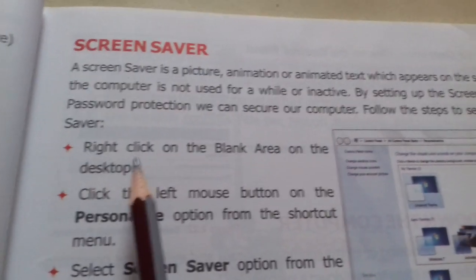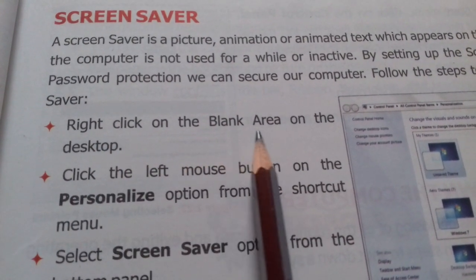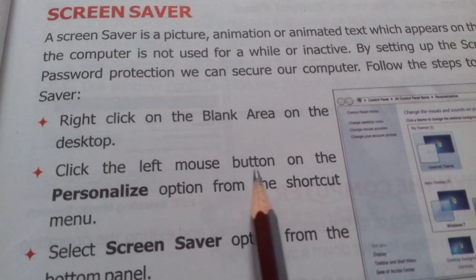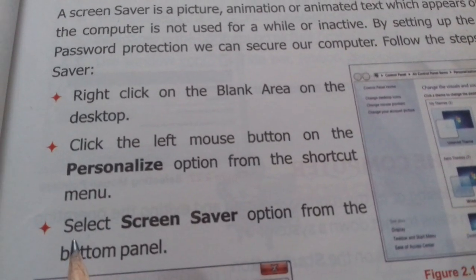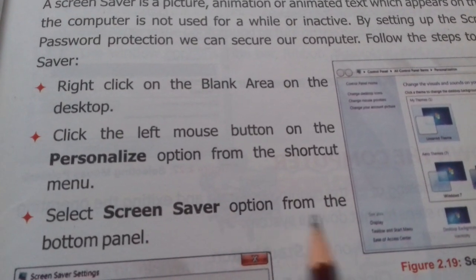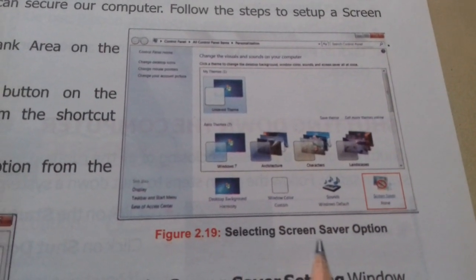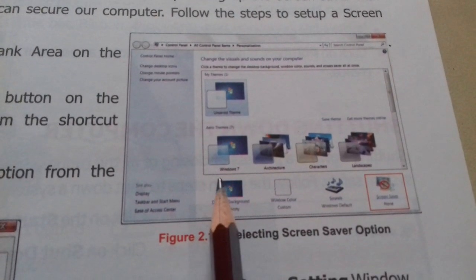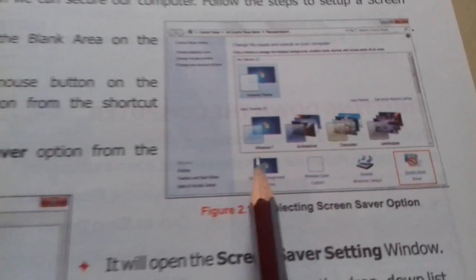Now here are the steps for how you can do this. Right click on the blank area on the desktop, then click the left mouse button on the personalize option from the shortcut menu. Select the screensaver option from the bottom panel. Here we are selecting the screensaver option. On this screen, when you look at it closely, you can see how to select the screensaver option.